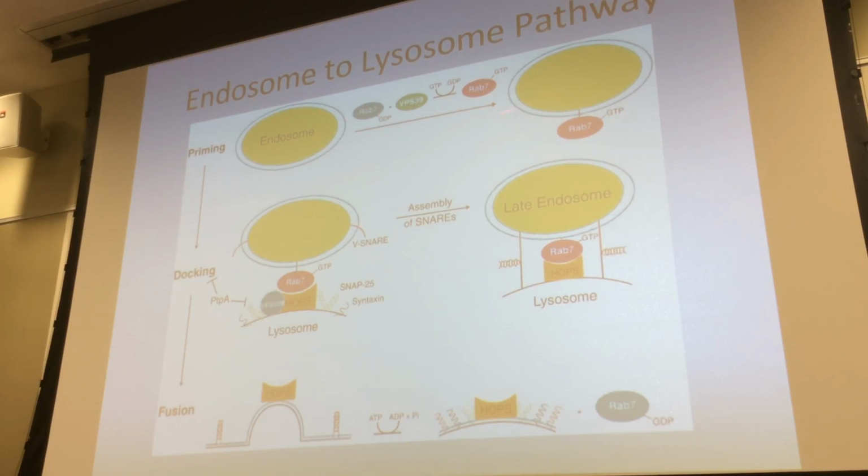Once that vesicle has now got the RAB7, now it can interact with a receptor site for the RAB7 on the lysosome called HOPS. And once that has bound, then you can begin to get some fusion through fusion proteins.